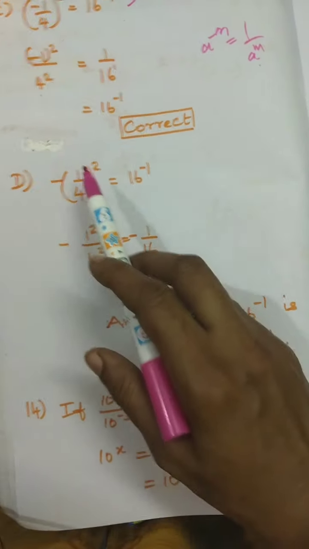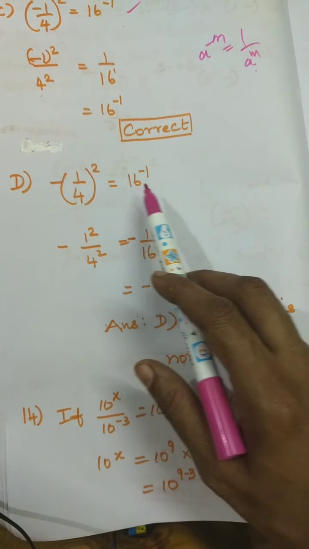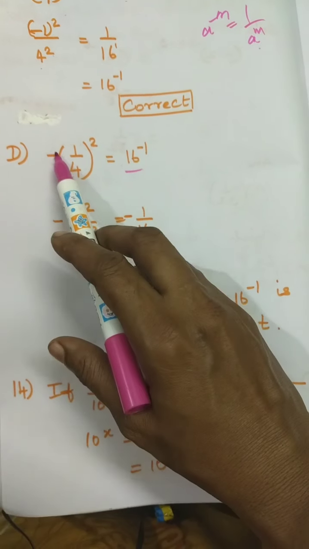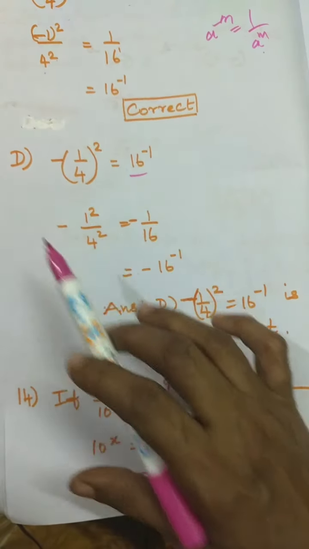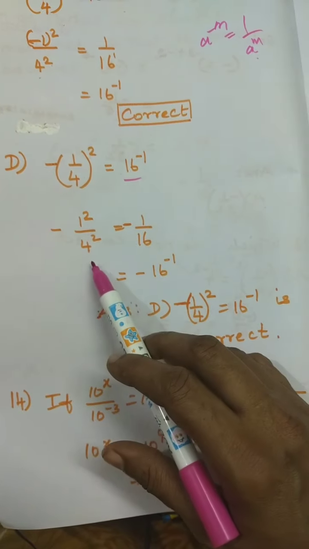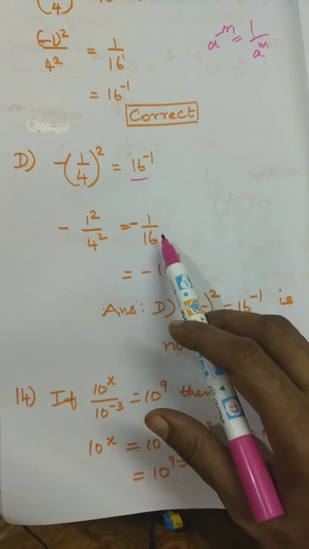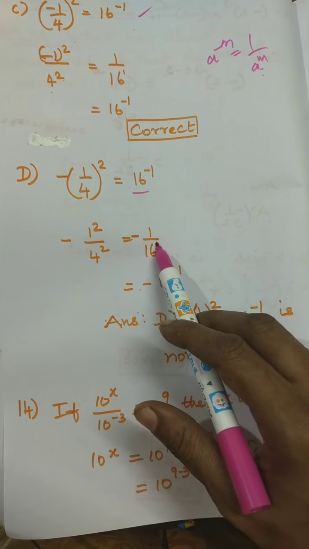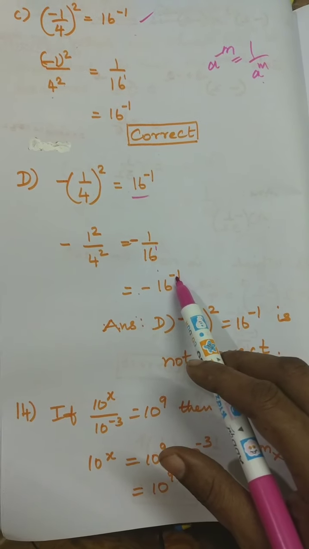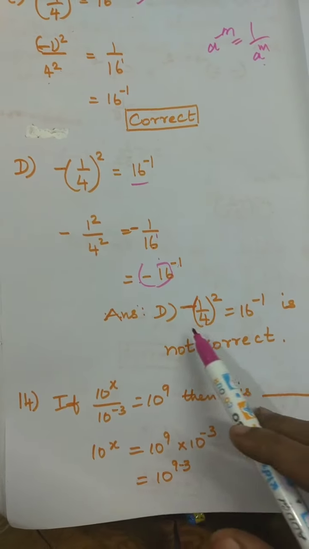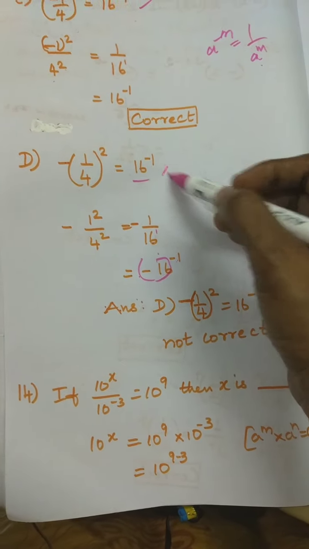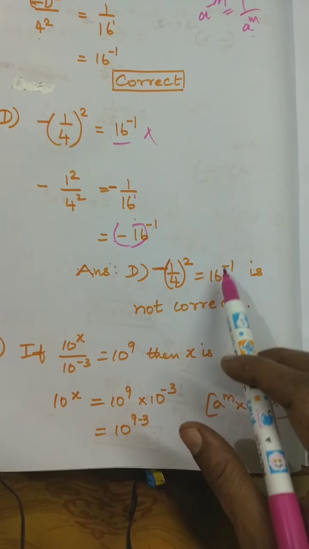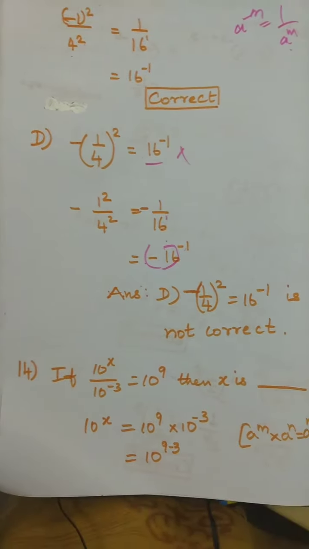Then D sum. Minus 1 by 4 the whole square is equal to 16 power minus 1. You have to check this. Minus, no square for the minus. You keep the minus outside. So 1 square, 4 square. So it is minus 1 by 16. So if you bring this to the numerator, it means minus 16 power minus 1. So this answer is wrong. So minus 1 by 4 the whole square is equal to 16 power minus 1 is not correct.